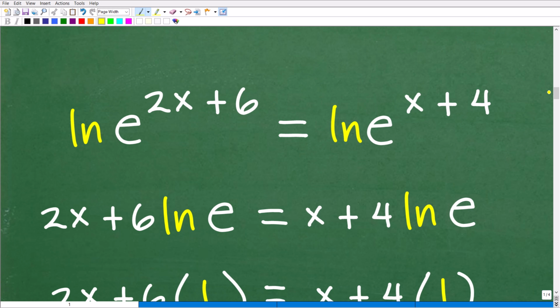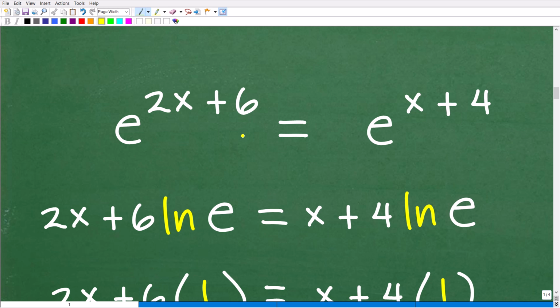Again, we have an exponential equation. We need to use logarithms, and because we have base e, we're going to take the ln on both sides. I just erased those ln's right there because I'm going to emphasize what we're going to do.